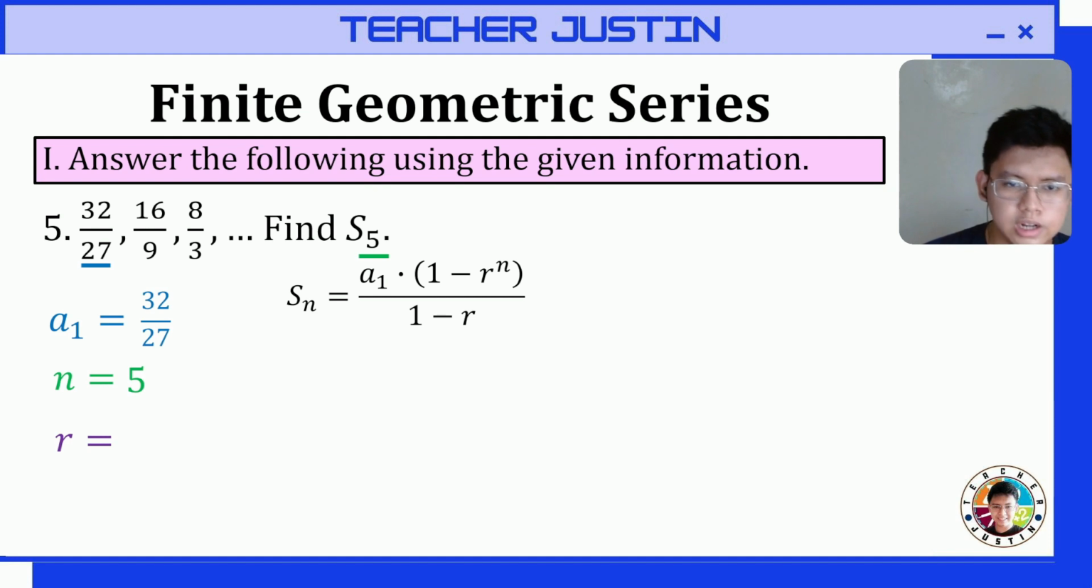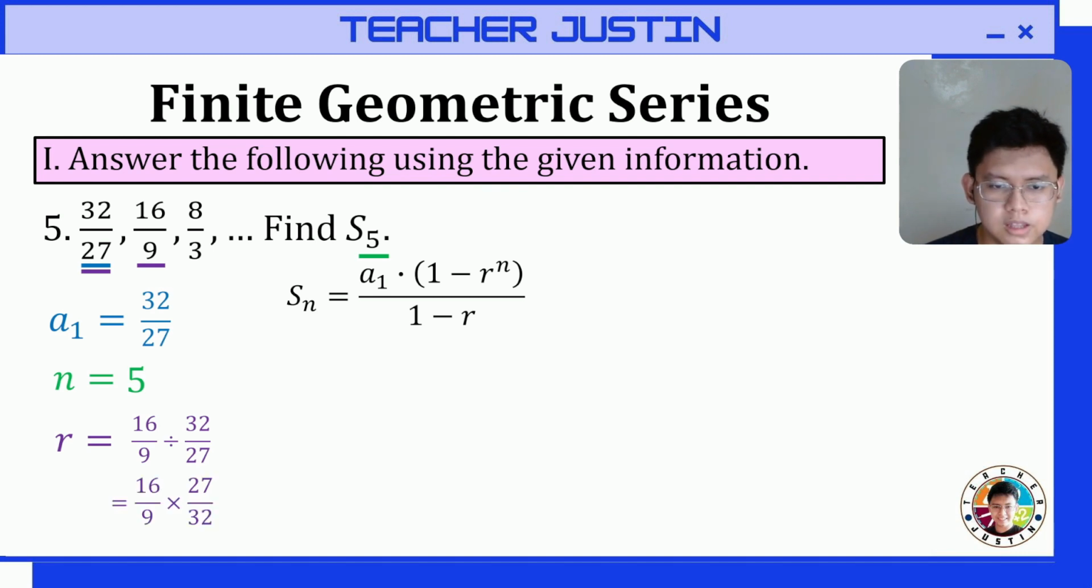Then, our r, the common ratio: we will divide the second term by the first term. So, 16 over 9 divided by 32 over 27. Then, let's divide. Copy the dividend, change the operation to multiplication, then get the reciprocal, then multiply. That will give us 3 over 2. Now that we have our first term, number of terms, and common ratio, let's substitute into our formula.